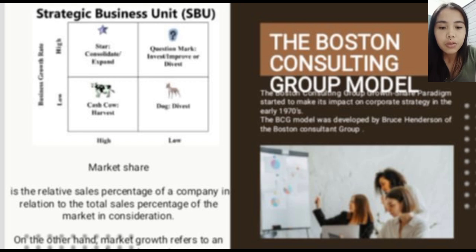So next will be the market growth, which refers to an increase in demand over time. It may be high or low. The BCG model illustrates four broad categories in relation to market share, low and high, and market growth, low and high. Thus, we have the following.